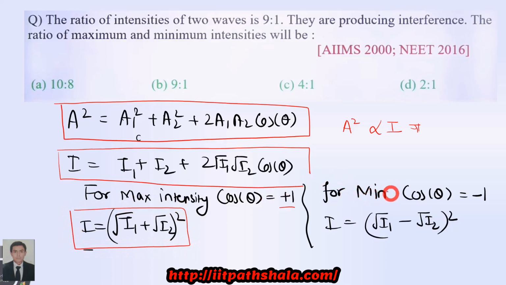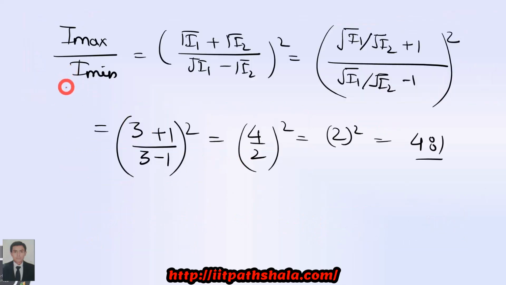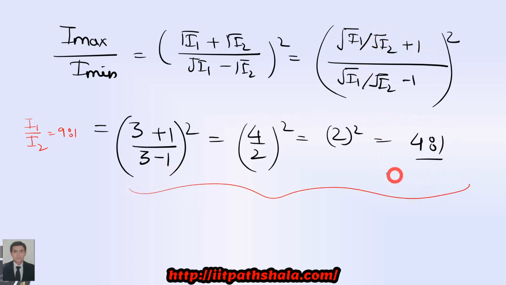For the minimum intensity, this cos theta should be carrying a minus 1. Using again the complete square method, you'll be landing up with the following expression over here. Now you have to take the ratio which is maximum over minimum, so you'll be landing up with the following expression over here. Now you are being given I1 upon I2 as 9:1. So just divide the whole equation by under root I2 as I have done, and please replace all the digits. So you'll be landing up with the following expression over here. So please calculate. It's a much easier task for you to do.